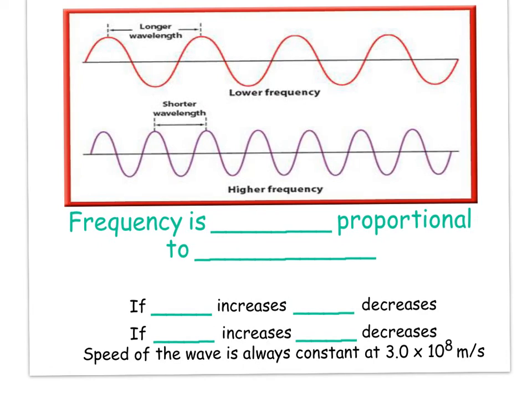So what does that mean? Well, if you look here, this one has a long wavelength and a low frequency, and this one has a short wavelength and a high frequency. So they're inversely proportional. Very good. So frequency is inversely proportional to wavelength. What does that mean? As wavelength increases, your frequency decreases. If frequency increases, then wavelength decreases.